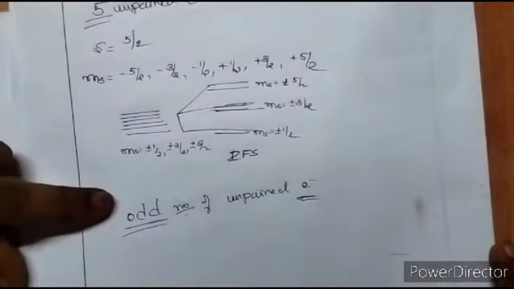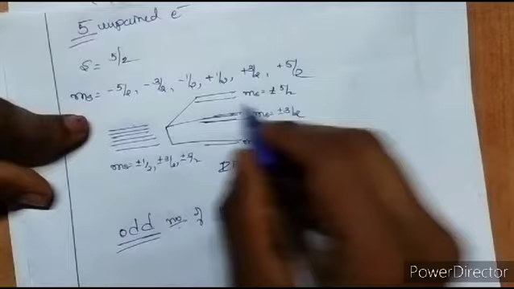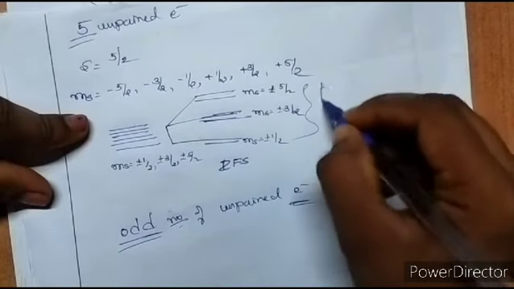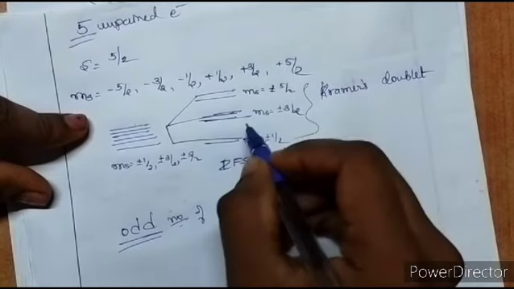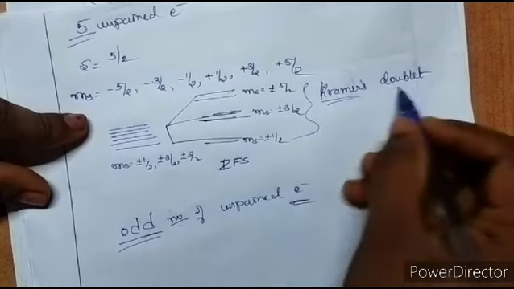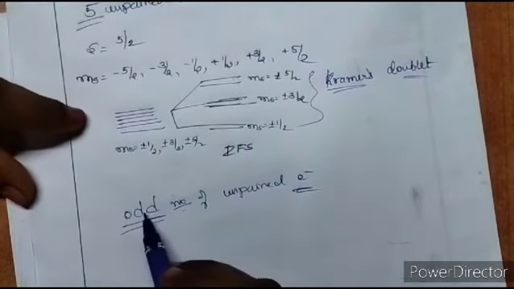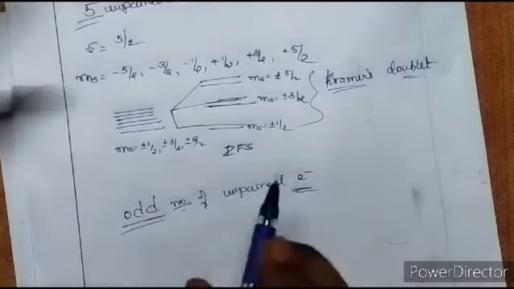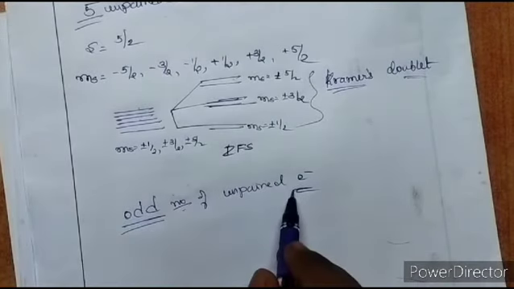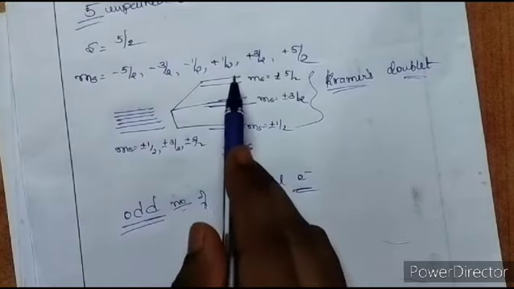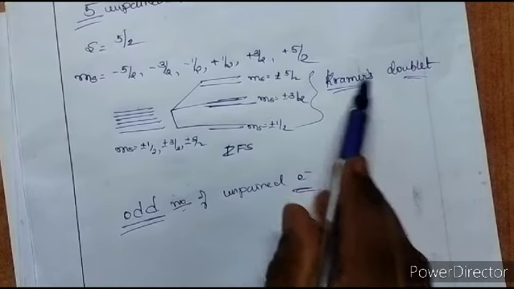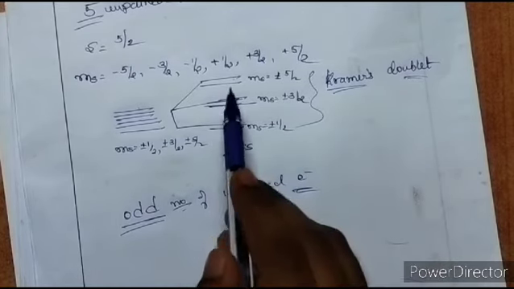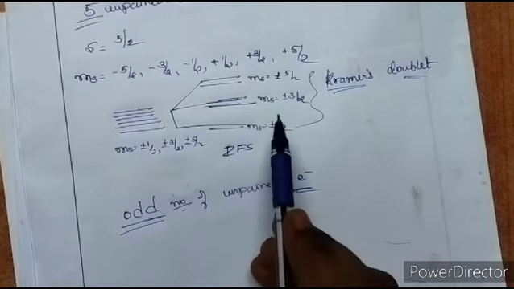That is why it is called Kramer's degeneracy or Kramer's doublet. These doublets are called Kramer's doublets. This is seen only if the system has an odd number of unpaired electrons. If the system has an odd number of unpaired electrons, then each ms level is doubly degenerate, and these doublets are called Kramer's doublets, or this degeneracy is said to be Kramer's degeneracy.